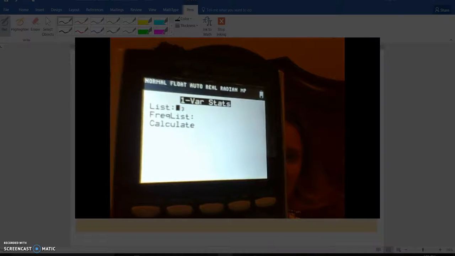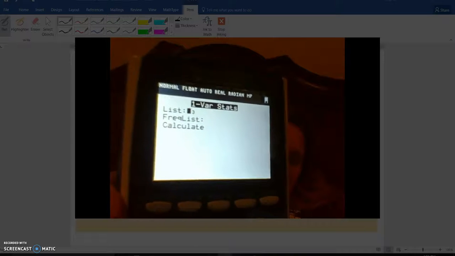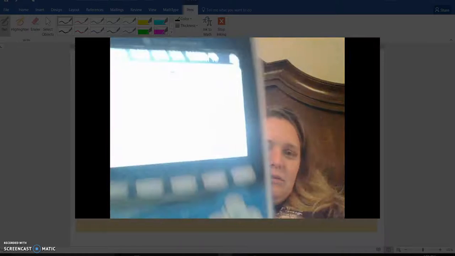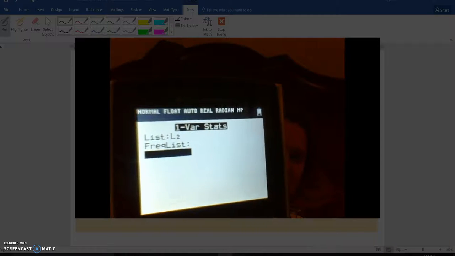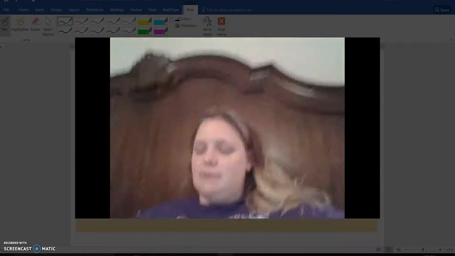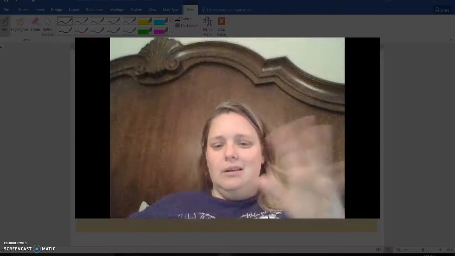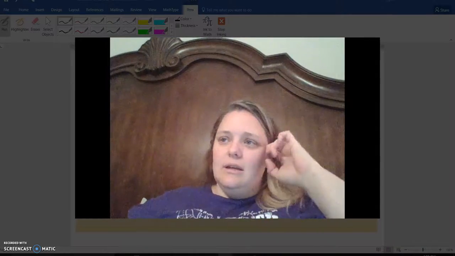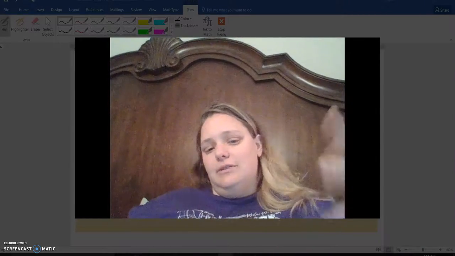Alright, and so it looks a little bit different. And so I need list 2. On this one, I put in list 2. So I'm going to put second number 2. Second number 2. I'm going to push enter. So I'll still get the same data. I was just showing you some of the calculators have a different, not operating system, but it just looks a little different.